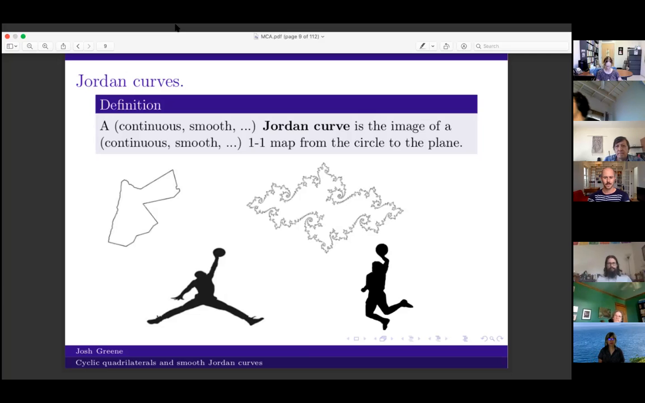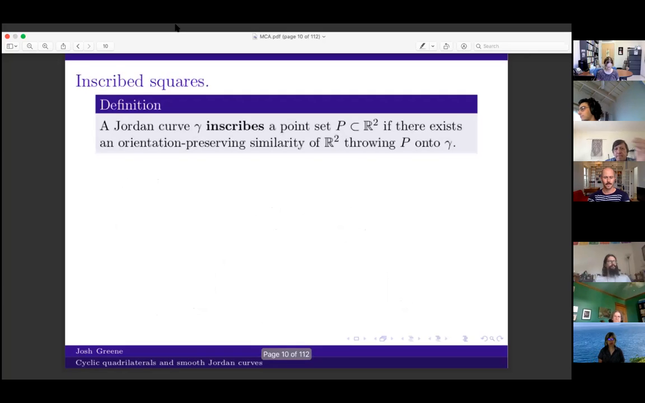And what we are interested in are point sets inscribed in a Jordan curve. So I'm going to say that if I have a curve in place and I have a point set P in the plane, the curve inscribes that set if there's a similarity which preserves orientation of the plane which takes P to the curve.